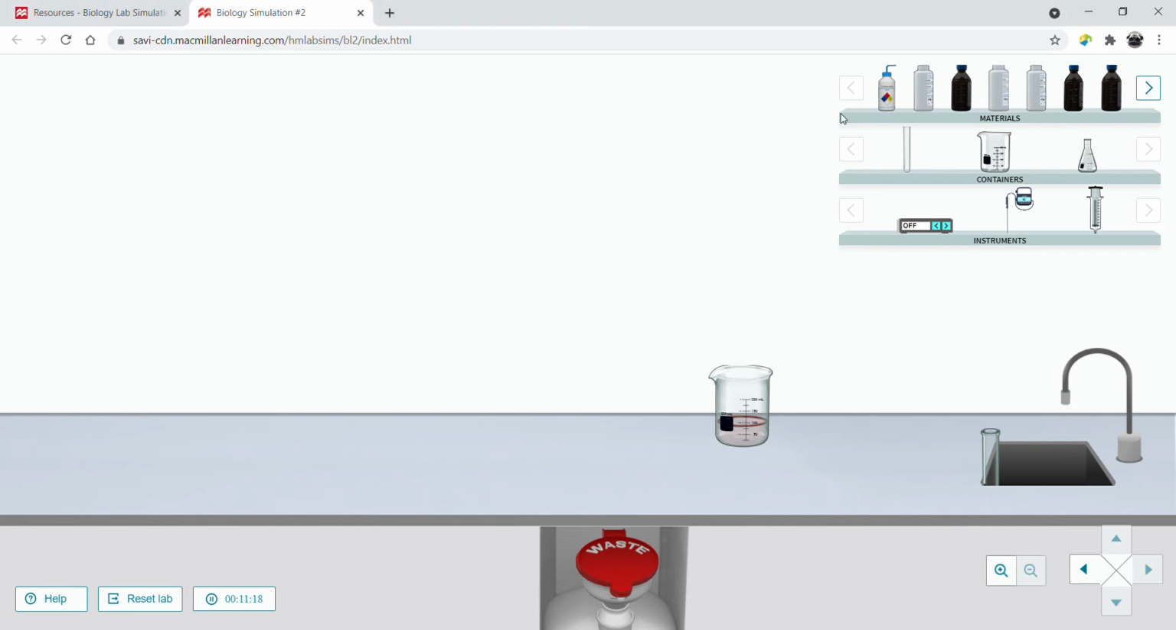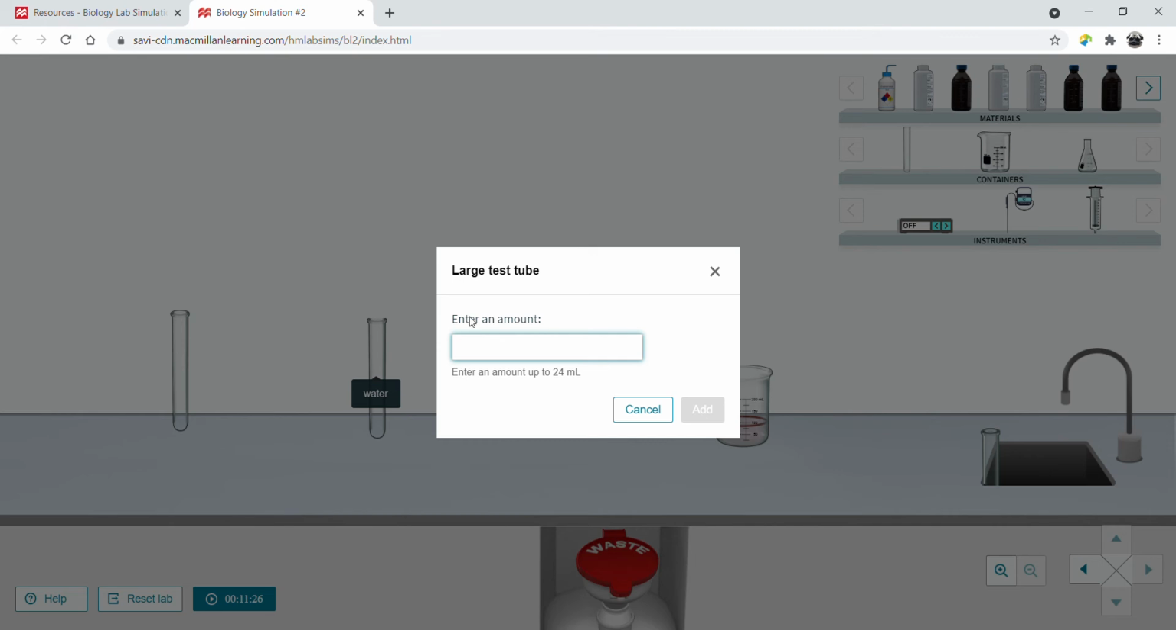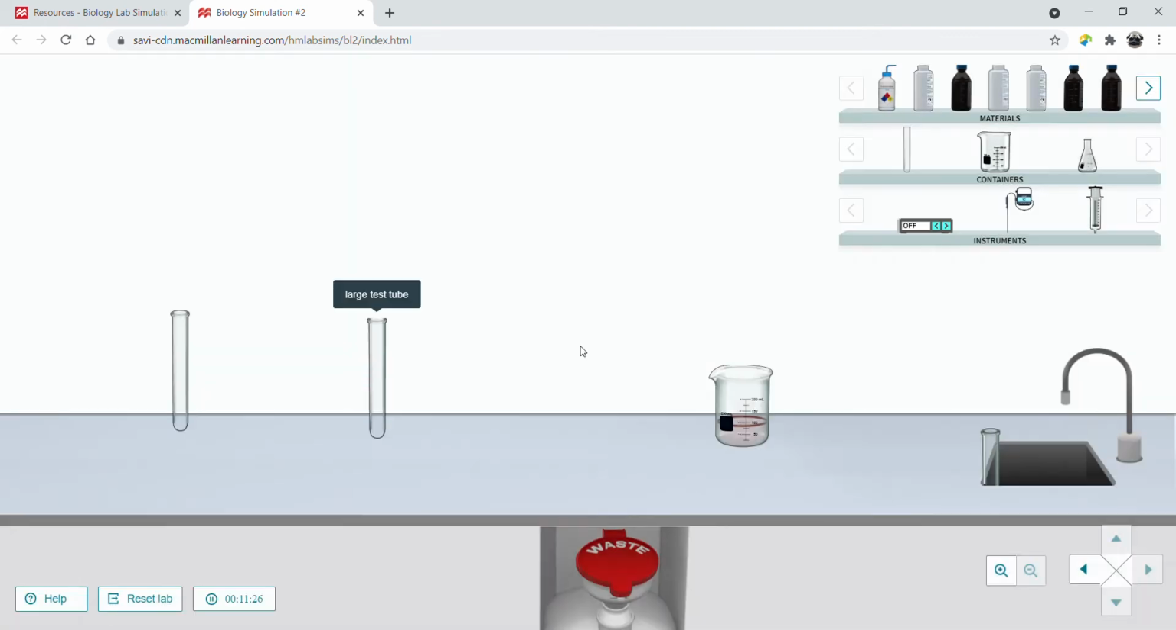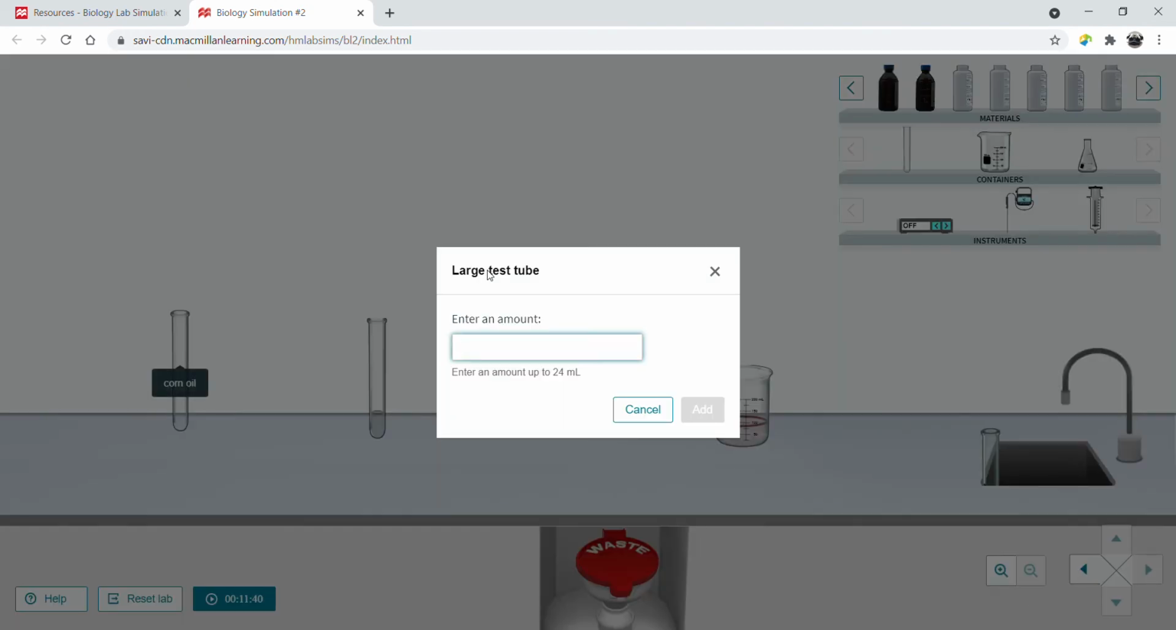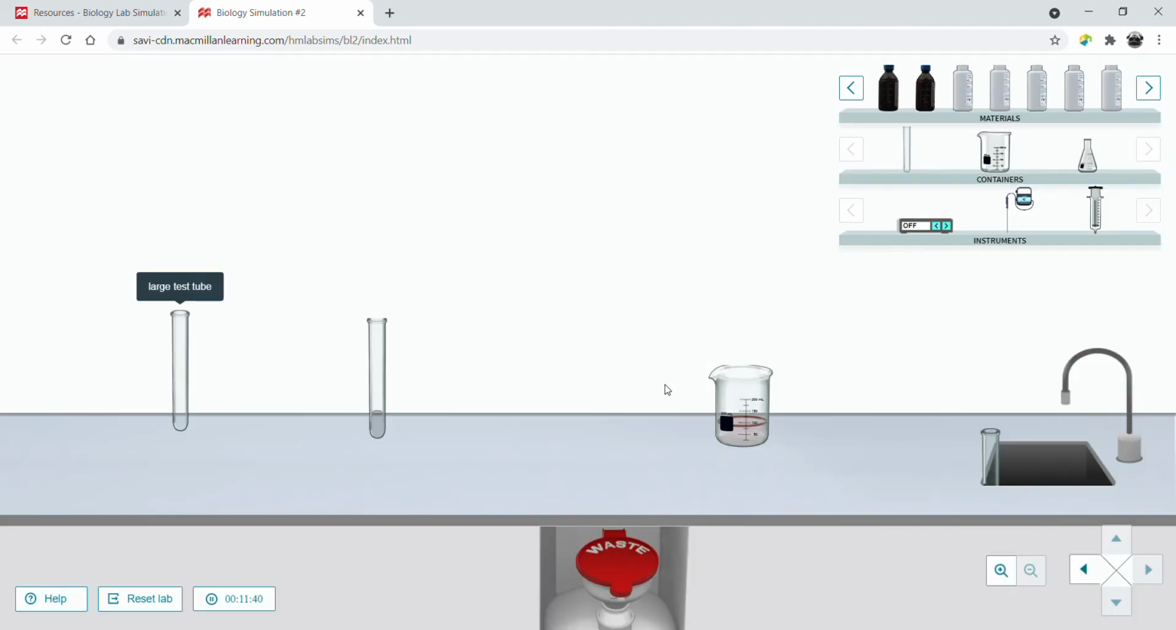Right, so here's our water. That's test tube 2, 6 mLs. And where is our corn oil? Starch, corn oil. That goes into test tube 1. Okay. So you're going to want to record these.